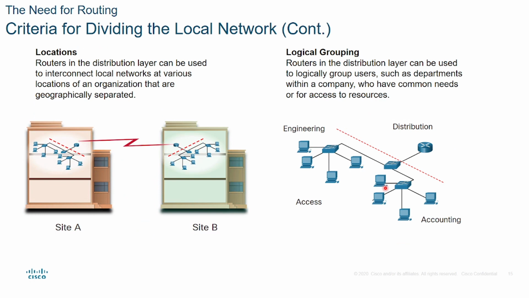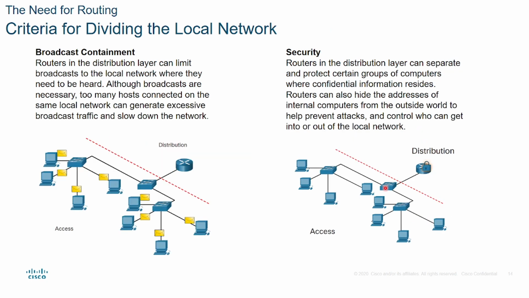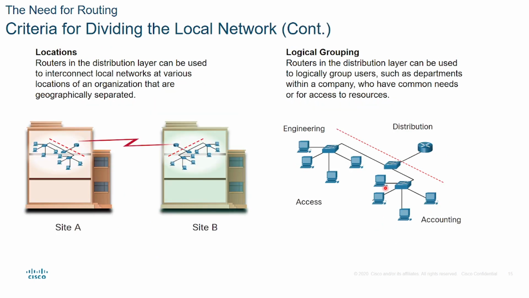So there are some criteria for dividing a local network. There's location, we've looked at broadcast containment, we've looked at security. We also have locations and logical grouping.